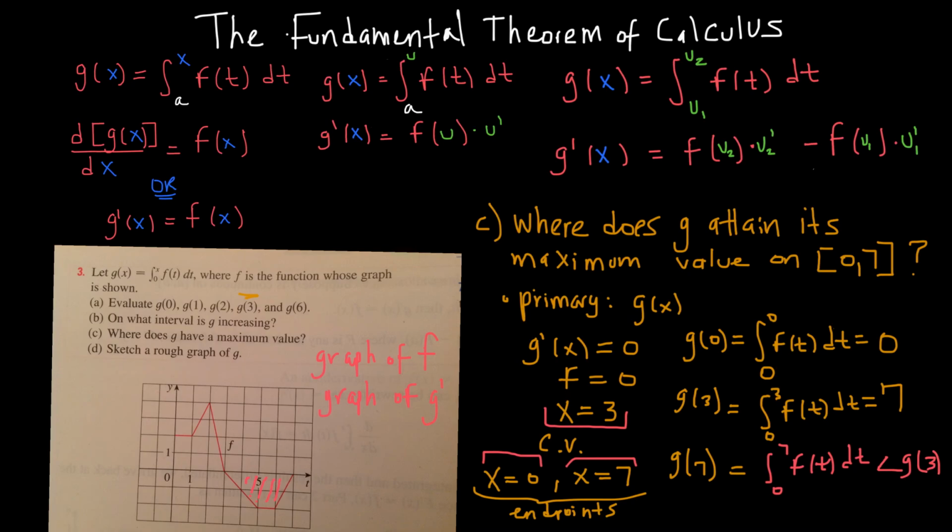So let me answer the question now. The question was, where does G attain its absolute maximum? And the answer is G attains its absolute maximum at x equals 3. And you don't have to justify it with a statement because all the work you've shown is how you justify this.